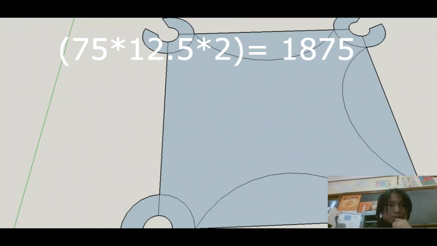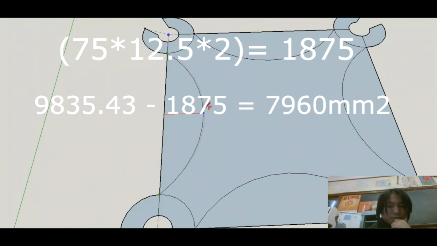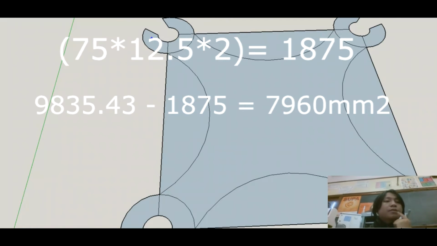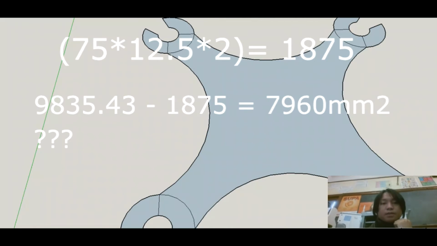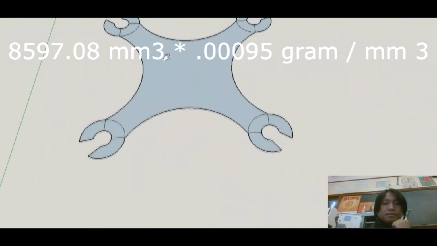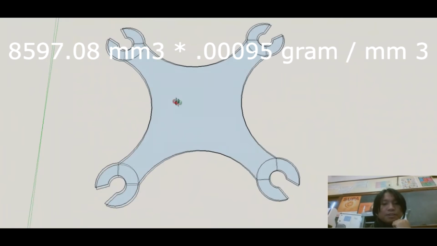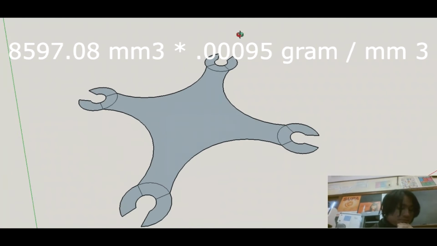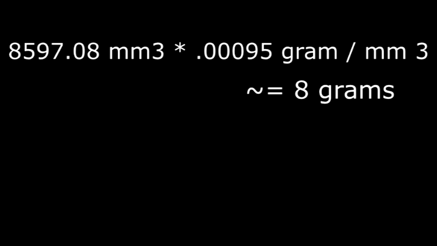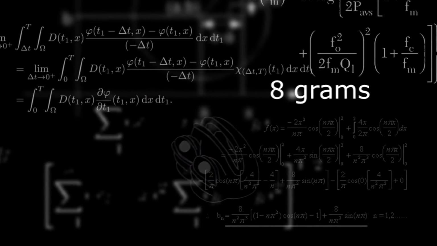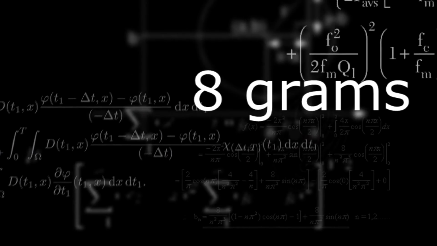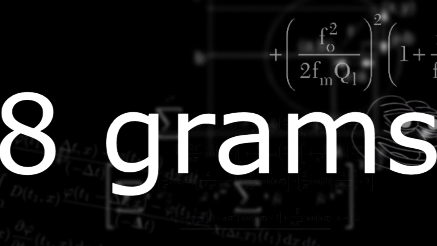Now, when all is said and done, I'm going to have about 8,597 millimeters cubed, and the weight of the plastic we're using is going to be 0.00095 grams over volume. That's going to be 3 zeros. When I multiply it together, I end up with 8 grams. That's not good.